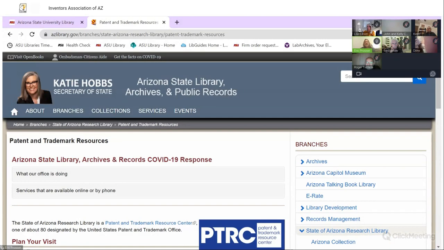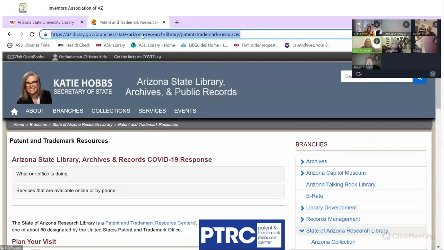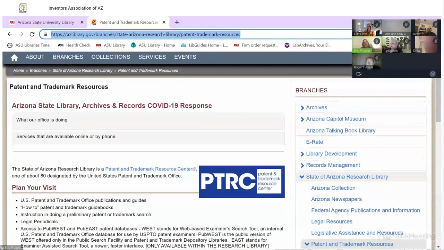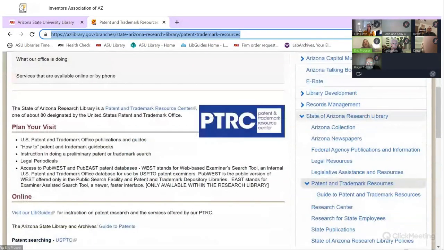Anyway, the state library has just opened back up after COVID for personal visits. And this website here, when I get off of share, I'll make sure to drop that link in the chat so you can grab it. This is their website that talks about the Patent and Trademark Resource Center here in Phoenix. It is located at the state library downtown.